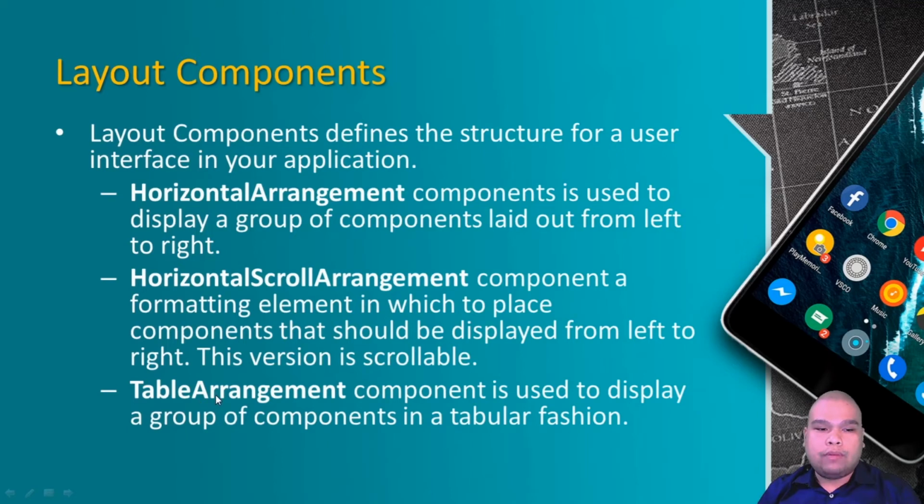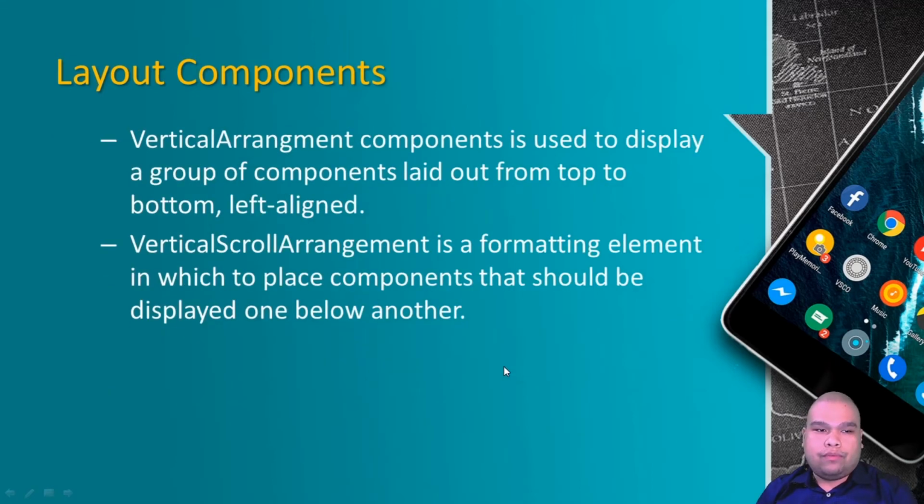Then we also have table arrangement, which is used to display a group of components in a tabular fashion. Then we also have your vertical arrangement, which is used to display a group of components laid out from top to bottom, left aligned. We also have your vertical scroll arrangement. It is a formatting element which places components that should be displayed one below another. So again, the main difference between vertical arrangement and vertical scroll arrangement is that vertical scroll arrangement is scrollable.